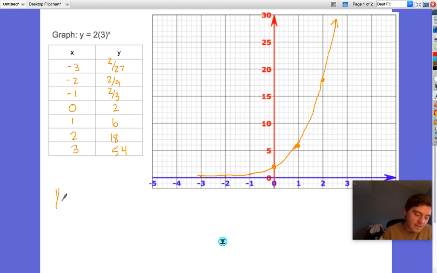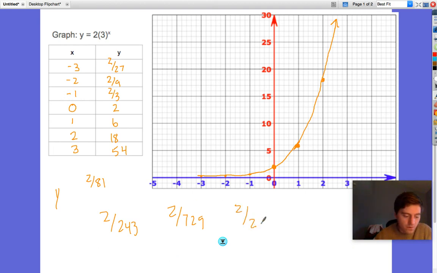that gives us 2/81. Then if we divide that by 3, that gives us 2/243. We're getting very small here. If we divide that by 3, that is 2/729. Well, let's divide that by 3. That is 2/2,187. What's happening here? We're getting very, very, very, very small.